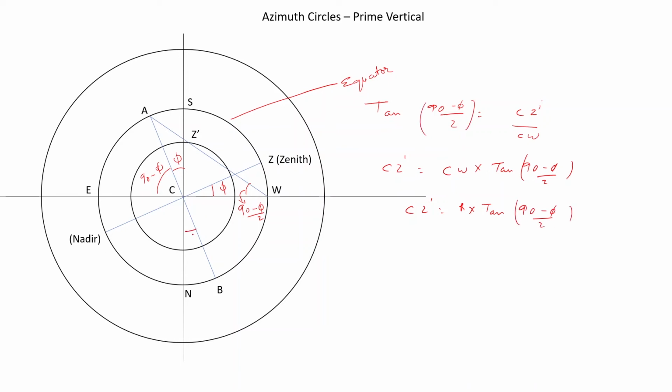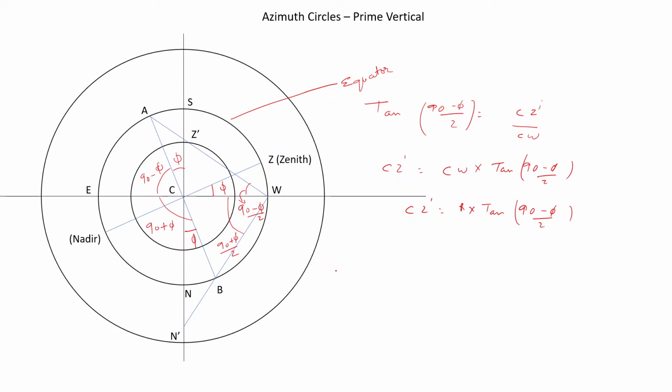Now, angle NCB is phi. Hence, the angle ECB is 90 plus phi. Draw a line segment from the point W and passing through the point B to the point N dash on the meridian line. Hence the angle CWN dash is (90 plus phi) divided by 2.